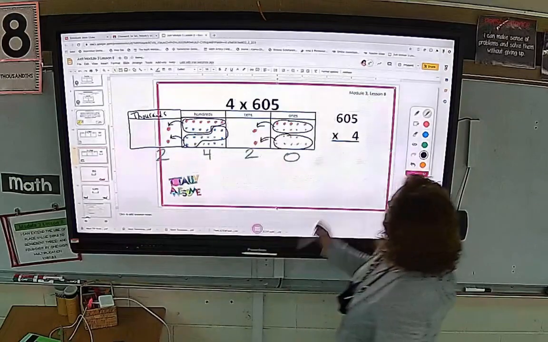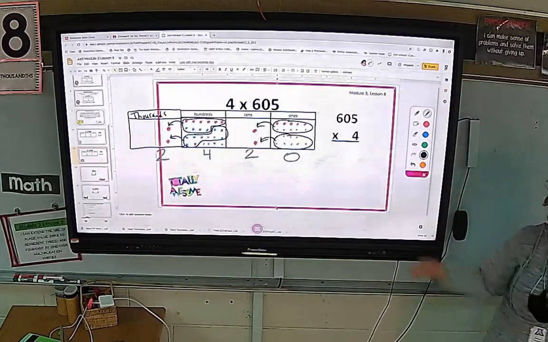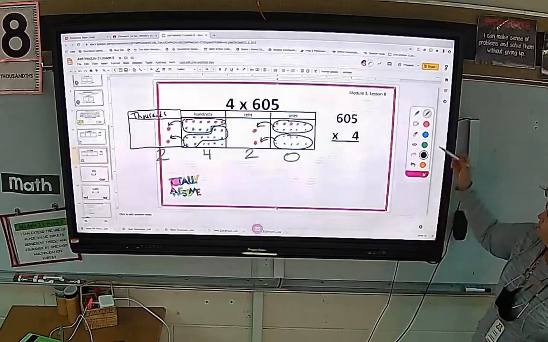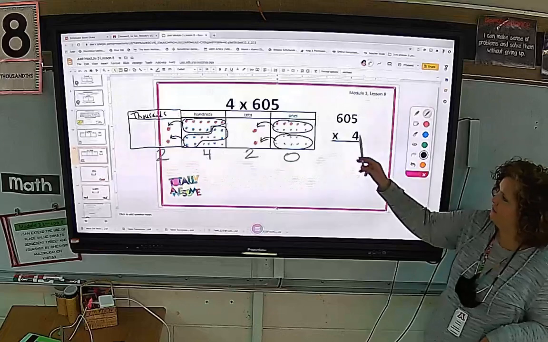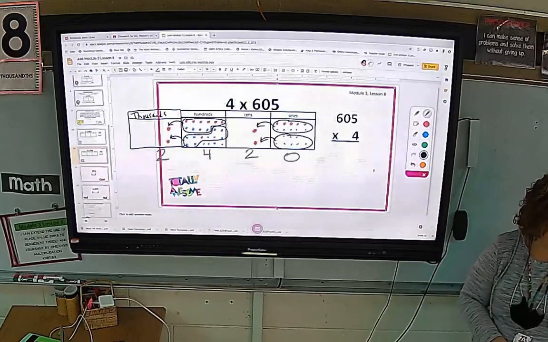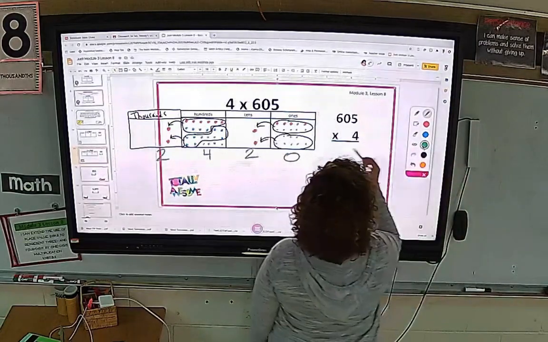Okay. So 605 times 4. Now we're going to write both parts to this. We're going to write the little problem out to the side, and we're going to write the number underneath. So here we go. What is 4 ones times 5 ones? 20. So we're going to write that answer right here.